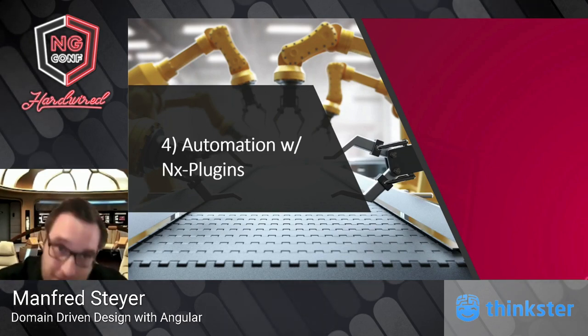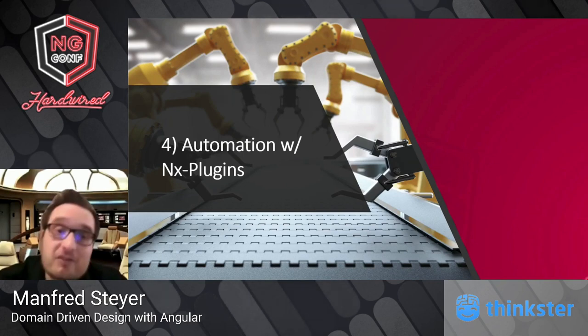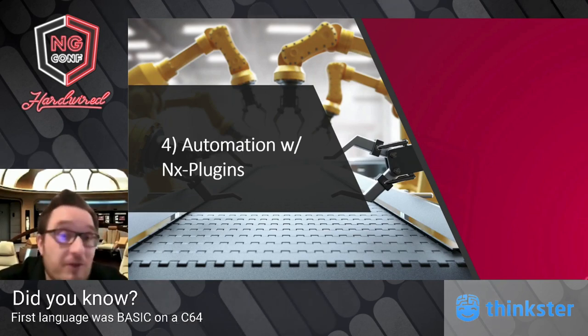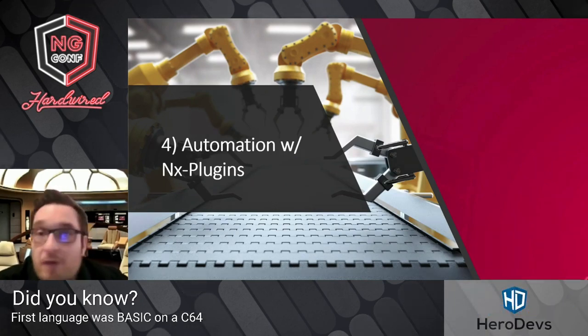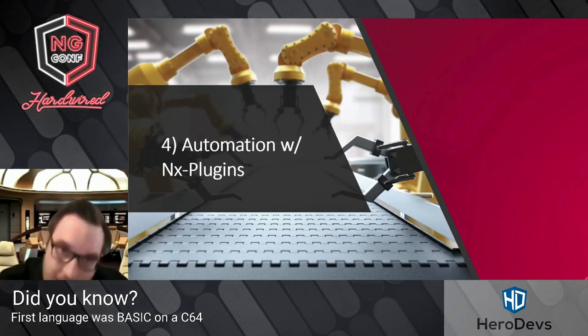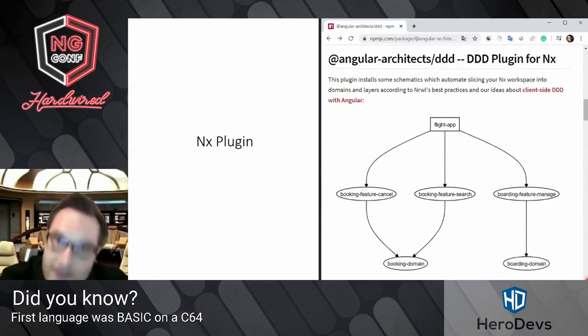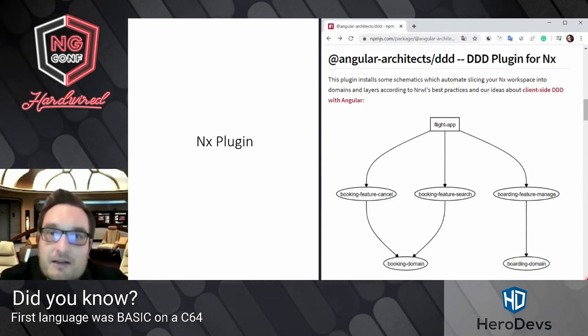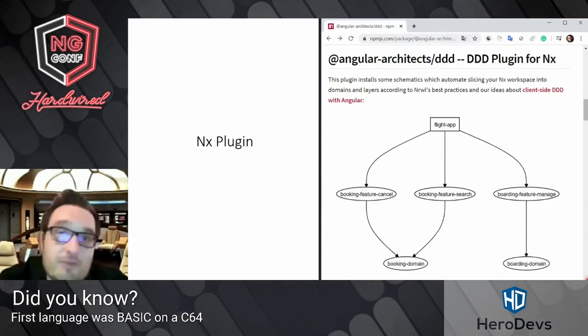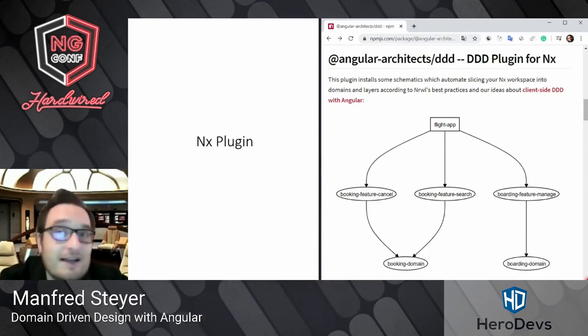There is a new feature called NX plugins, and you can automate everything I've shown you using a plugin. Those plugins use features from the Angular CLI, like schematics or builders. And I exactly did that. I created an NX plugin called DDD for domain-driven design. The full name is Angular Architects DDD, and it just generates everything I've shown you in this hour.